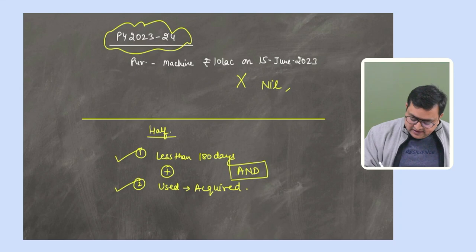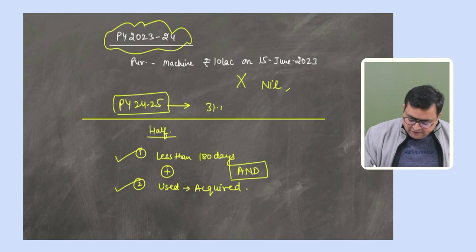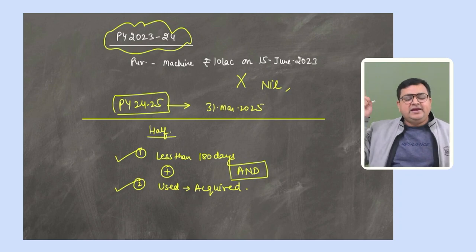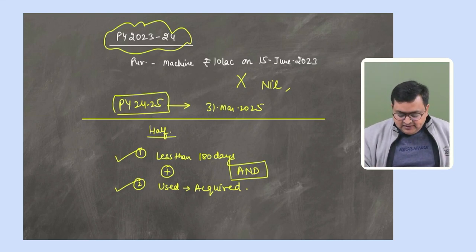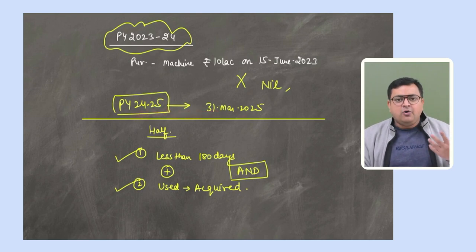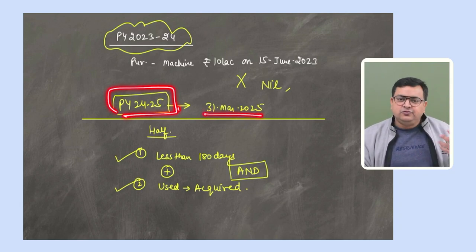Now the next year, let's say previous year 24-25, you have used this asset for the first time in this year. Let's say on 31st March 2025 you have used it, that too on the very last day. I'm taking a very extreme example. So tell me how many days it is being used in this year? Only one day, because 31st March 2025 was the last day of the year.